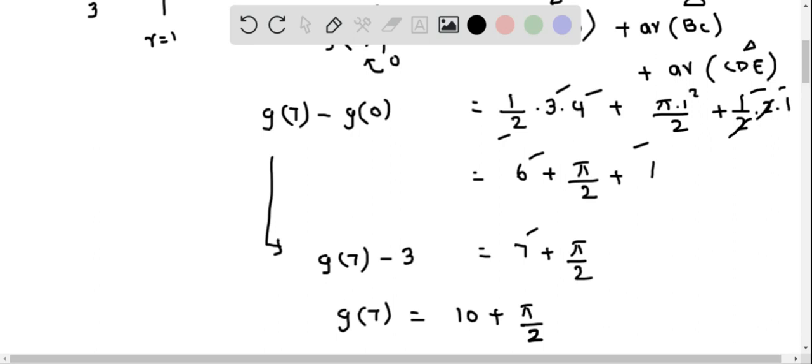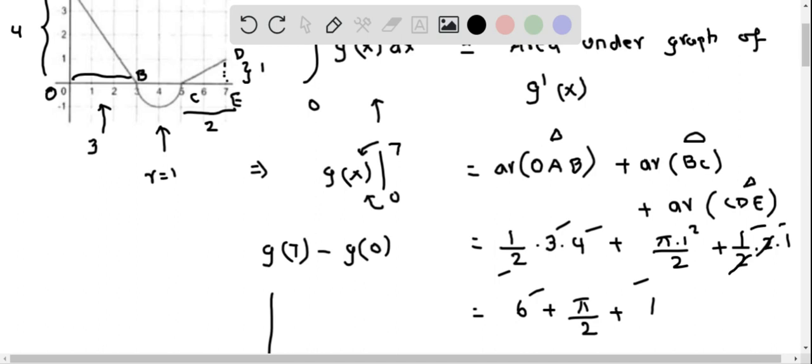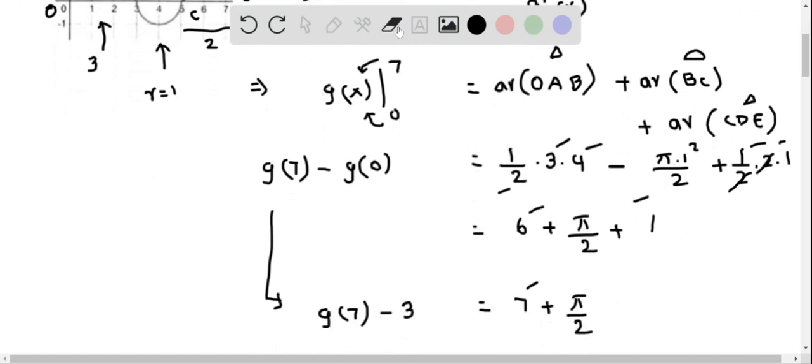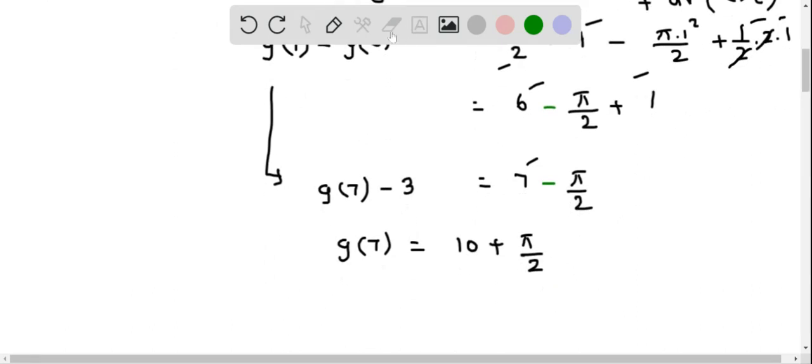Okay, there is a little correction over here. When we consider the area of the semicircle, we should consider that it is below the x-axis. So evaluating that area, we will get negative. So we should mark this area as negative for the semicircle. So this is negative, and I replace this by negative, and so this one is also negative. So the answer to this question is 10 minus pi by 2, which means option C is correct.